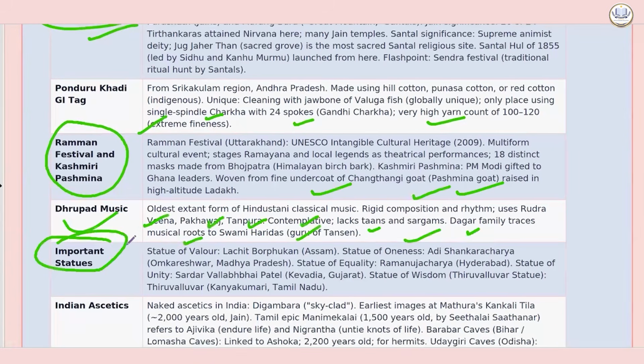Important statues: the Statue of Valor of Lachit Borphukan in Assam, and the Statue of Oneness, Adi Shankaracharya, Omkareshwar, Madhya Pradesh. Statue of Equality, Ramanujacharya, Hyderabad. Statue of Unity, Sardar Vallabhbhai Patel, Kevadia, Gujarat. Statue of Wisdom, Tiruvalluvar statue, Kanyakumari, Tamil Nadu.